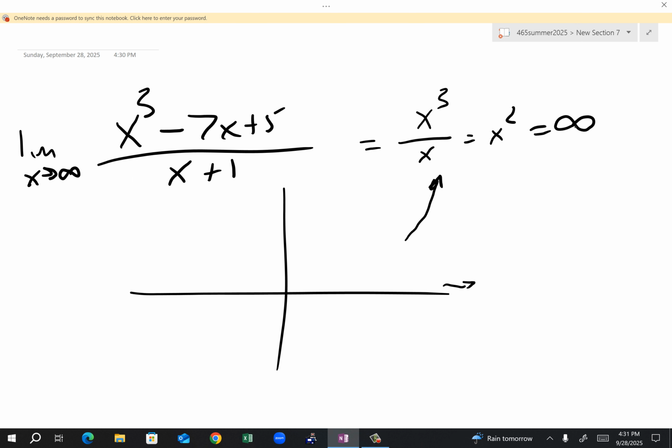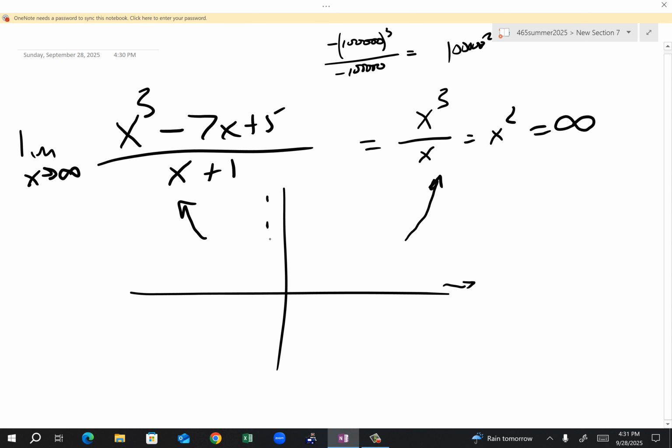How do you know? Well, x cubed divided by x. Let's say x was -1 million. Cubed, it is still negative. Over -1 million is really just -1 million squared when it's done, which is positive. Sorry, the negatives cancel out. So in other words, it's going up over here as well.